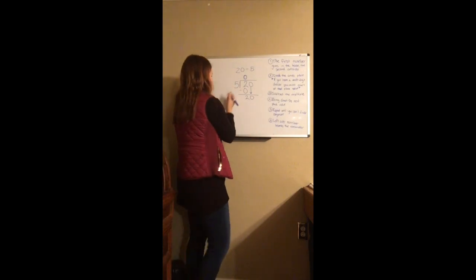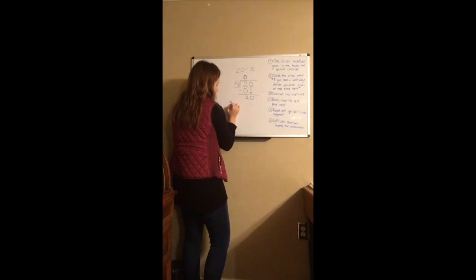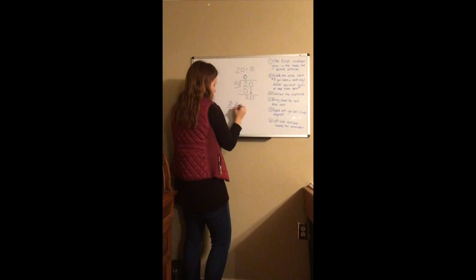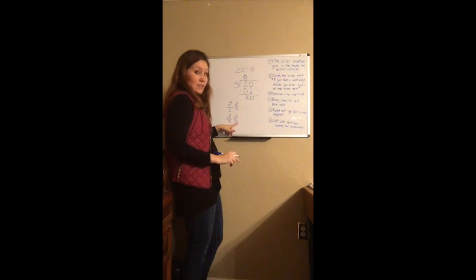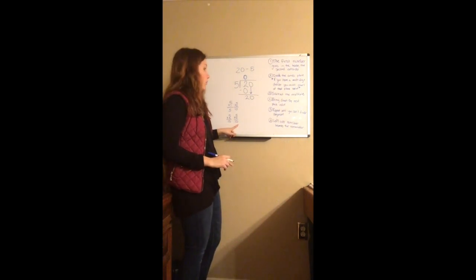So if I said, okay, 5 times 1, give me 5. 5 times 2 is 10. 5 times 3 is 15. 5 times 4 is 20, et cetera, et cetera. So that's what I'm looking for. That's that number that I'm looking for.